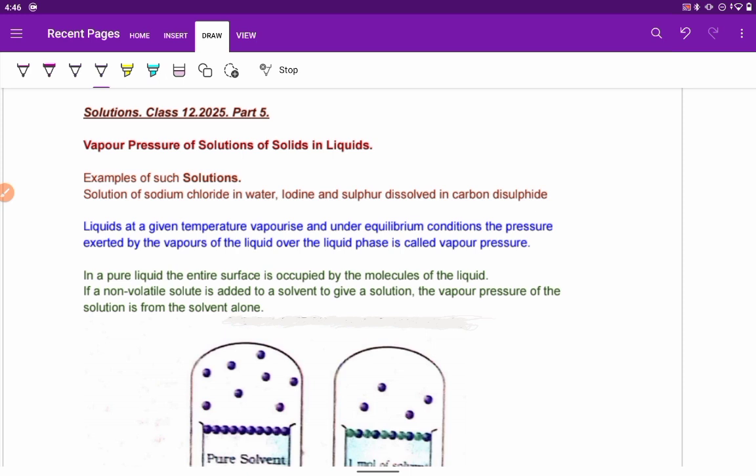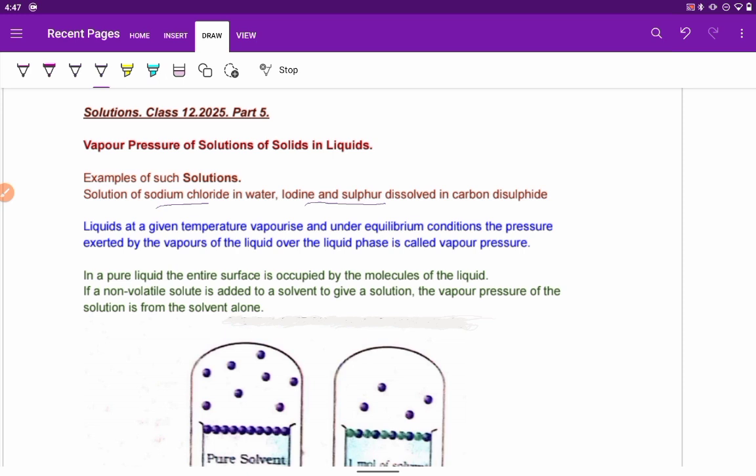First of all, let us see some examples of such solutions. One is solution of sodium chloride in water, or iodine and sulfur dissolved in carbon disulfide. Now we know that liquids at a given temperature vaporize, and under equilibrium conditions the pressure exerted by the vapors of the liquid over the liquid phase is called as vapor pressure.